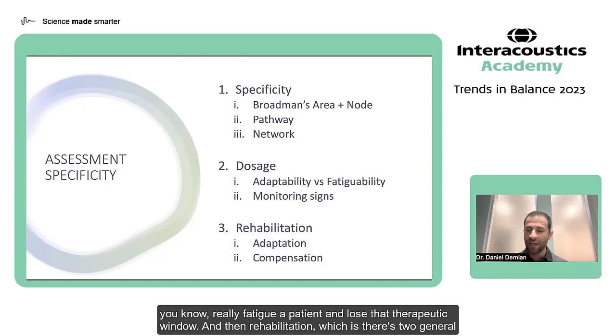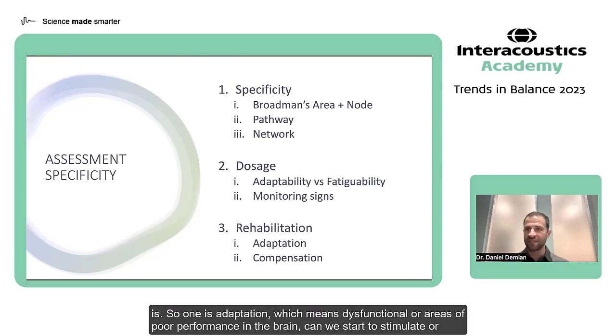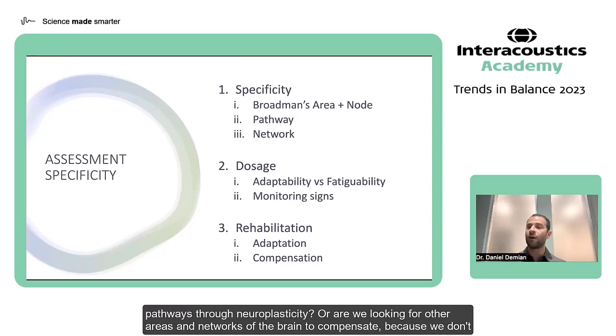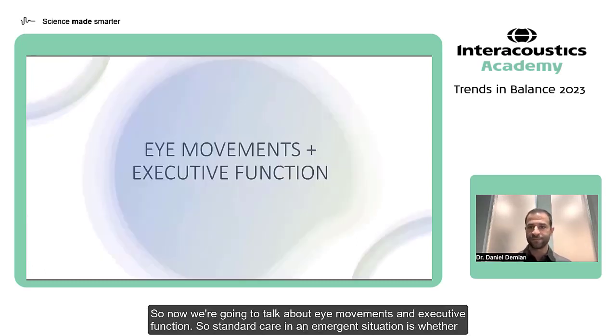And then rehabilitation. There are two general ways that we look at rehabilitating a patient, and neither is better than the other. They depend on what the patient's issue is. So one is adaptation, which means dysfunctional areas or areas of poor performance in the brain. Can we start to stimulate or activate them or exercise them so they function better and start to create new neuronal connections and strengthen those pathways through neuroplasticity? Or are we looking for other areas and networks of the brain to compensate because we don't think we can bring that area back to an appropriate degree of function for us? And so that would be compensation.